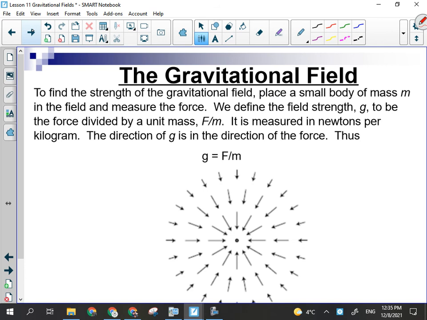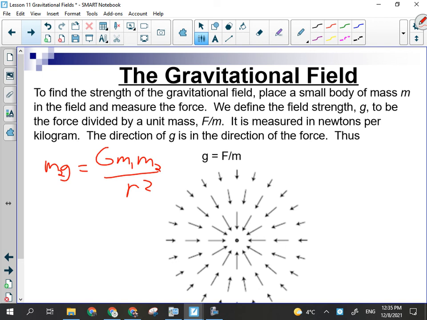Right, so to find the strength of a gravitational field, put a small body of known mass in the field and measure the force that acts on it. Then we define the field strength, the little g, the acceleration due to gravity, to be the force divided by the units of mass. So essentially, if we want to derive this formula, this is what we do. We say m times g is equal to this. Could I say that that's true? Absolutely. It's the force of gravity. It better equal itself. It's just from two different points of view. So if I want to calculate the gravitational field strength or acceleration due to gravity at any point, I just have to plug in my numbers.